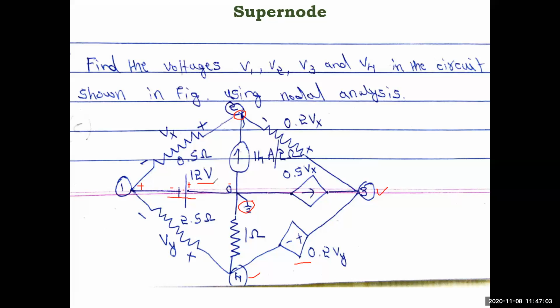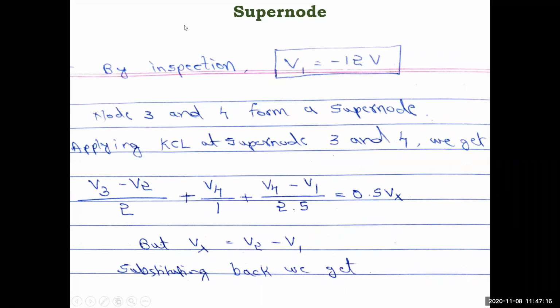This one you need to do as in the previous video. I'm going quickly so that I don't have to explain each and everything; if you have not understood, see the first video. First, by inspection, V1 is equal to minus 12 volt. So I have taken both types. Nodes 3 and 4 form a super node.